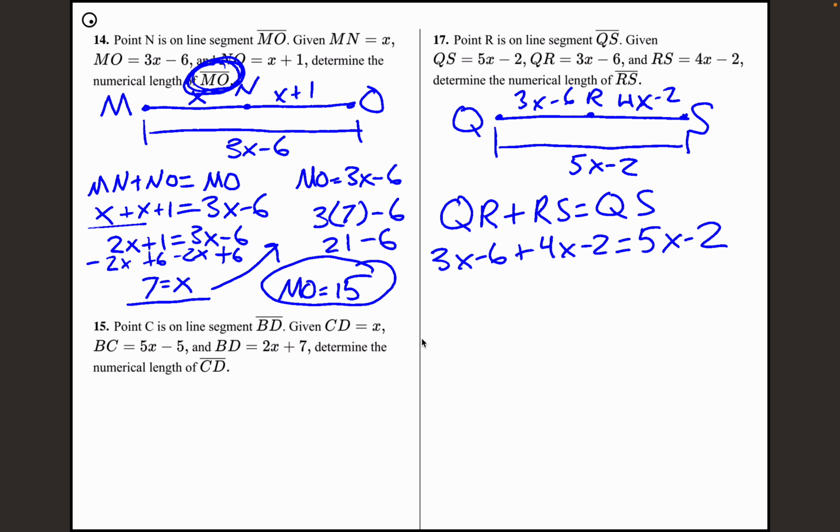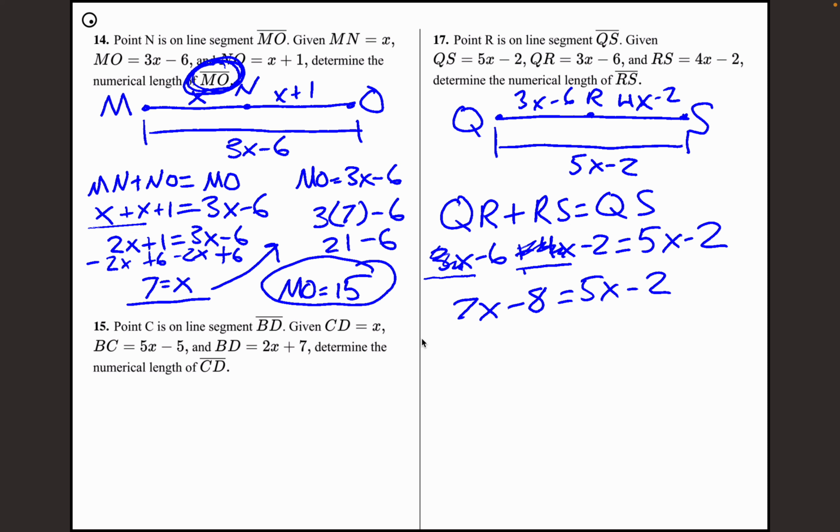We have to combine our like terms first. On the left side, we have two common x's, so we add our 3x plus our 4x. That gives us 7x. That leaves us with negative 6 and negative 2. Negative 6 minus 2 is negative 8. So that leaves us with 7x minus 8. And on the right side, we have 5x minus 2.